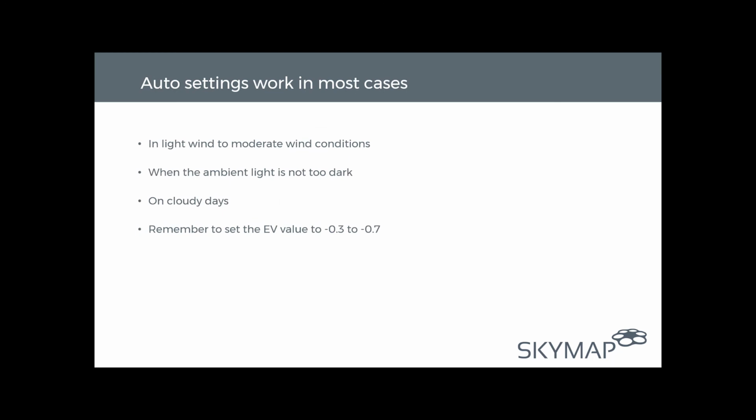The auto settings on DJI drones work in most cases. It's fine for light wind to moderate wind conditions, when the ambient light is not too dark, on cloudy days, and as long as you remember to set the exposure value to between minus 0.3 to minus 0.7.